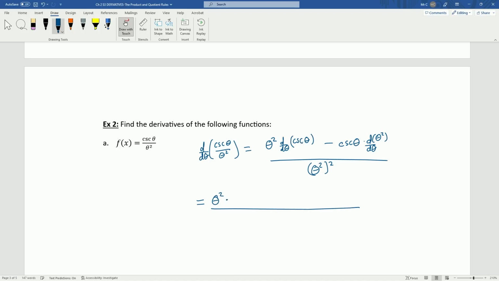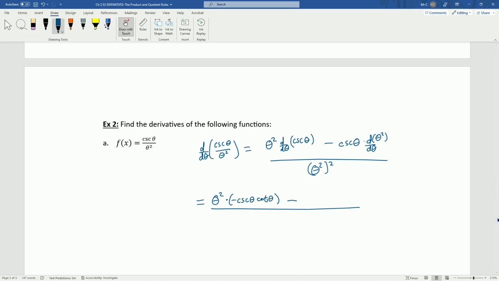Okay, the derivative of cosecant, well, let's remember the derivative of secant is secant x tangent x. The derivative of cosecant looks like the same thing, but negative and using the co-functions. So it's negative cosecant theta cotangent theta.